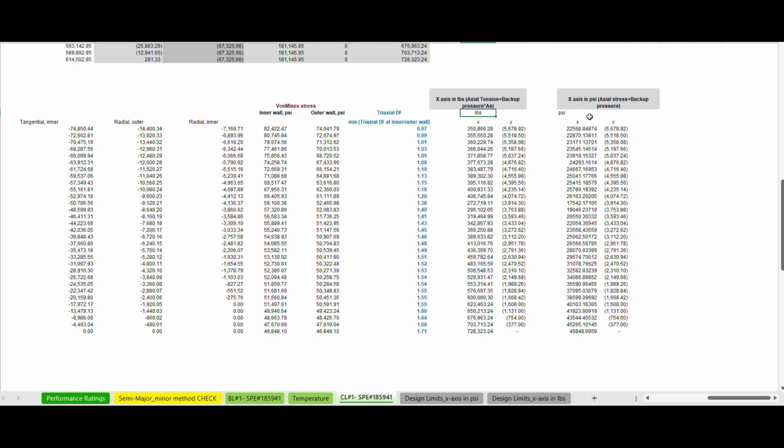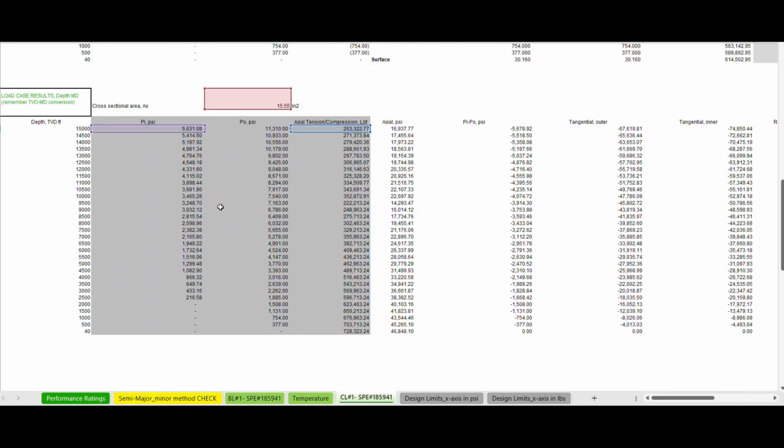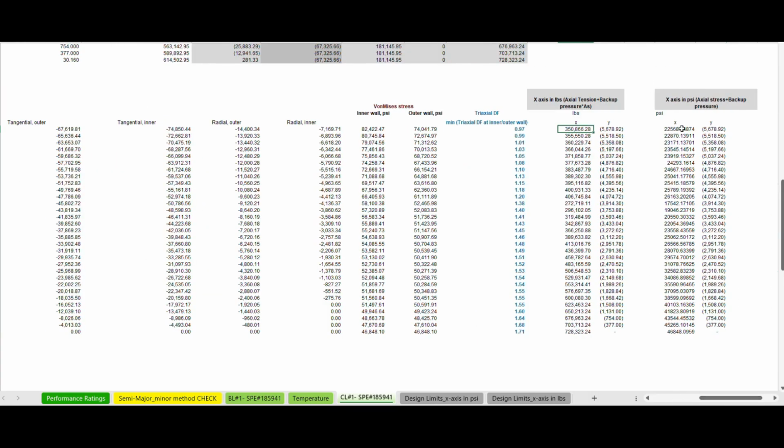So one is in pounds. Because it's a collapse load case, the backup pressure is the internal pressure. So if you look at this one, it will take the internal pressure over here, and then you use the cross-sectional area to come up with the pounds, and then you can do that in psi as well.